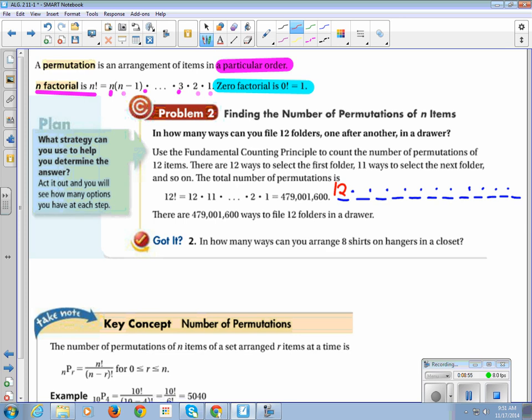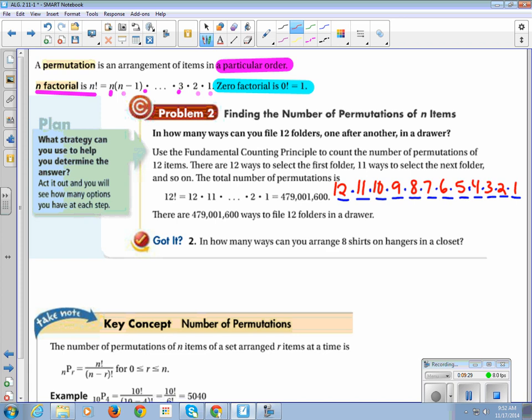11. Now I have 2 folders placed in their positions. How many folders do I have left for the next slot? 10. And do you guys see the pattern? Now, instead of writing this all out, what if I had 24 folders? What if I had 48 folders? You could do it writing the slots and counting down.